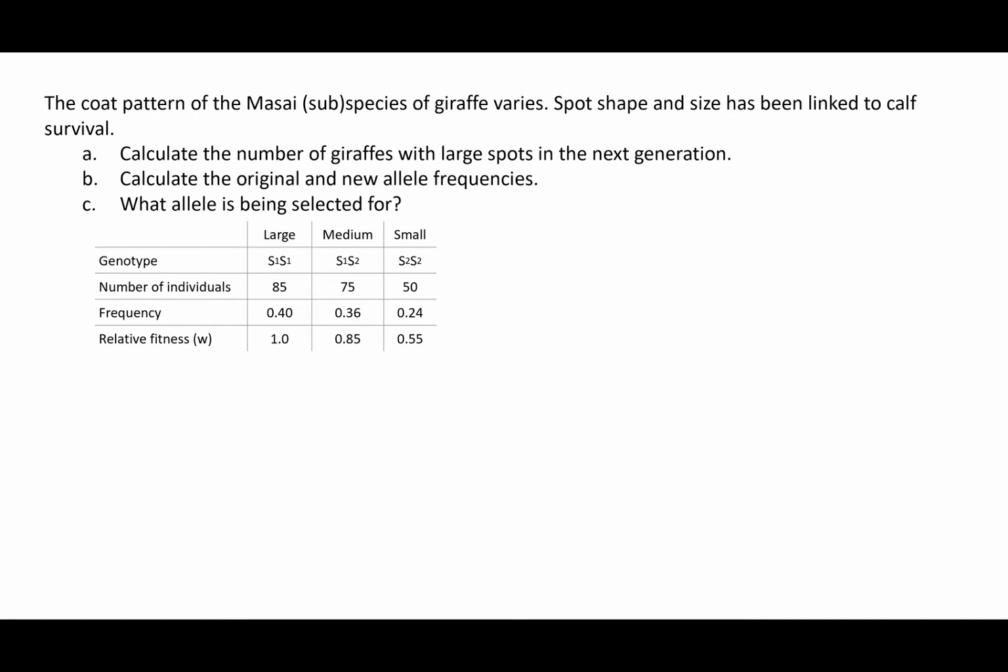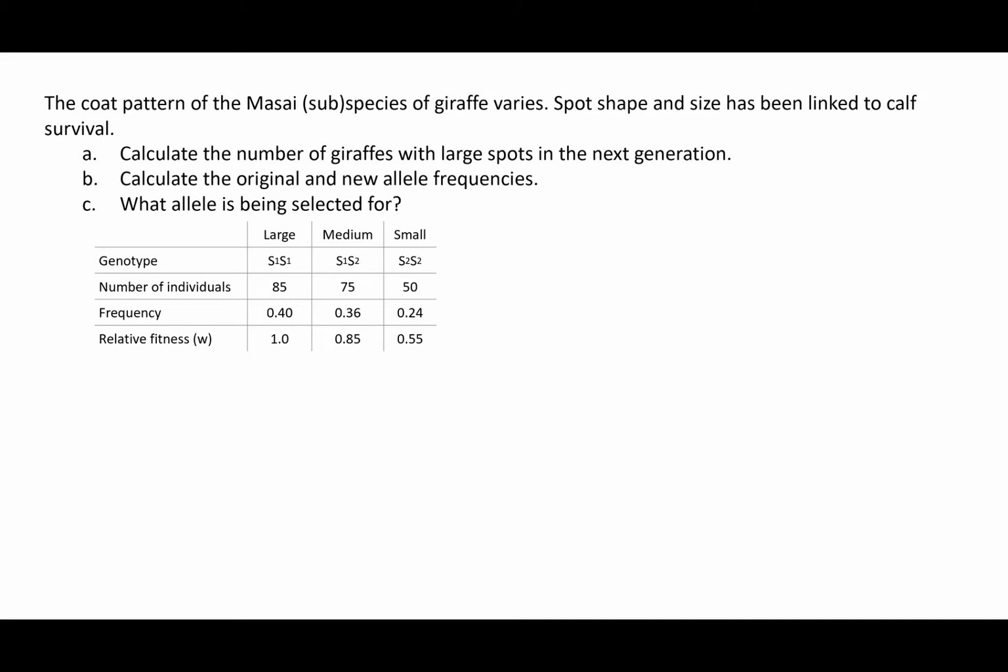So the coat pattern of the Masai subspecies, or possibly species, of giraffe varies. Spot shape and size has been linked to calf survival. In a recent research paper by Lee, Cavener, and Bond called "Seeing Spots: Quantifying Mother-Offspring Similarity and Assessing Fitness Consequences of Coat Pattern Traits in a Wild Population of Giraffes, Giraffa camelopardalis."